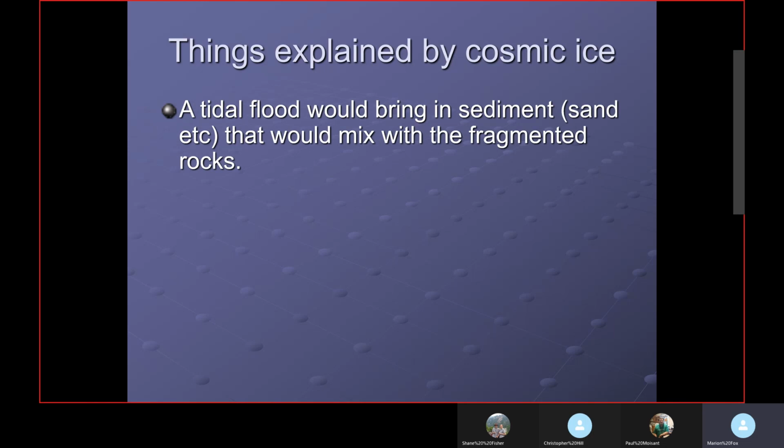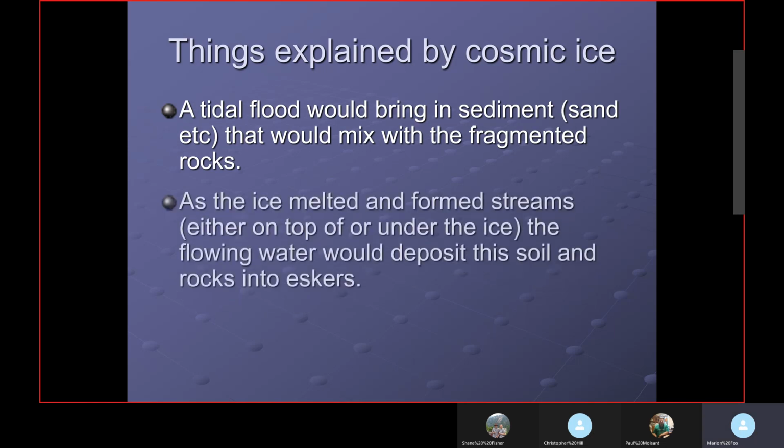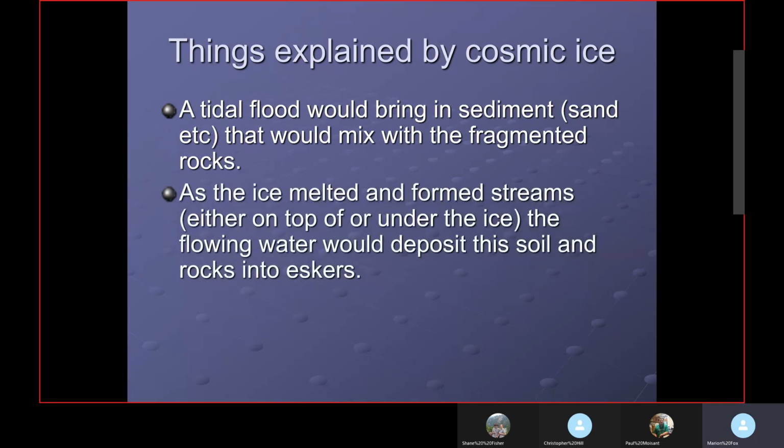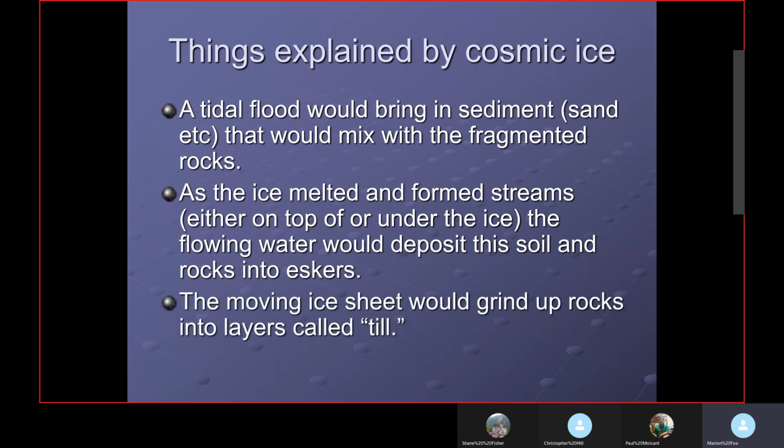A tidal flood would bring in sediment, sand, and so forth that would mix with the fragmented rocks. And so this could easily happen, particularly in some places. As the ice melted and formed streams, either on top of or under the ice, the flowing water would deposit this soil and rocks into eskers. So we'll see what those look like in a minute.